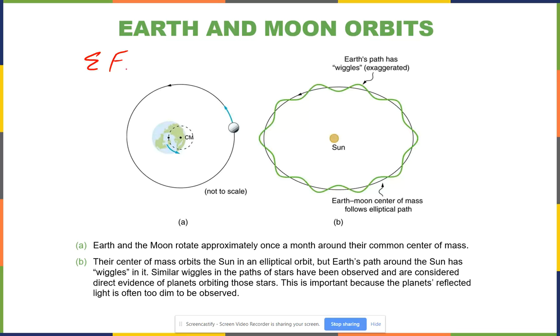The sum of the forces on the moon toward the center is equal to the mass of the moon times the centripetal acceleration. Sum of the forces is G, mass of the Earth, mass of the moon, over the radius between the moon and the Earth squared. It's equal to the mass of the moon times the speed of the moon squared over the radius moon to Earth. And so we can take this equation.